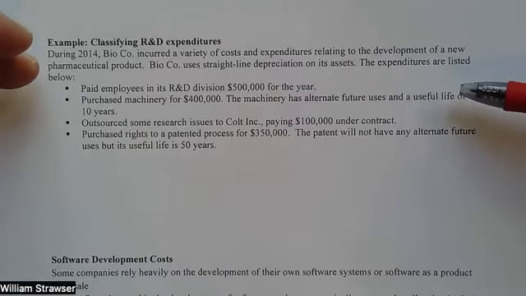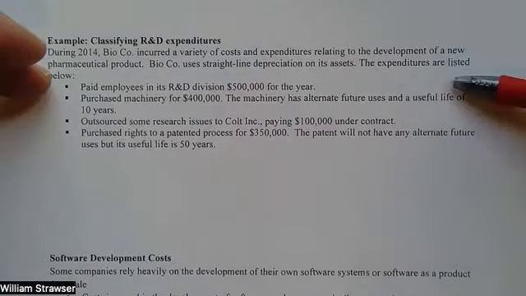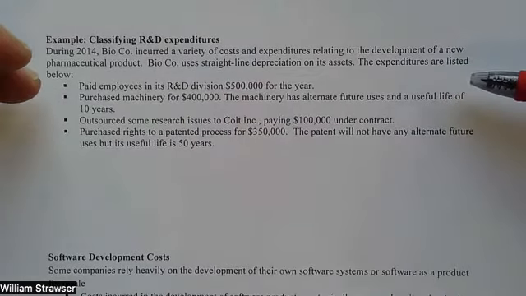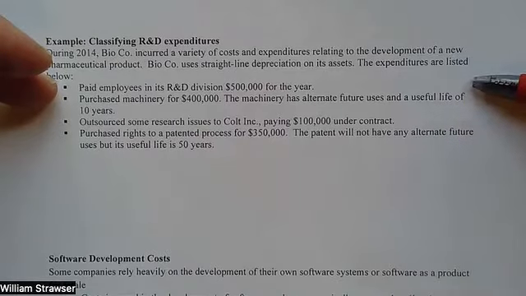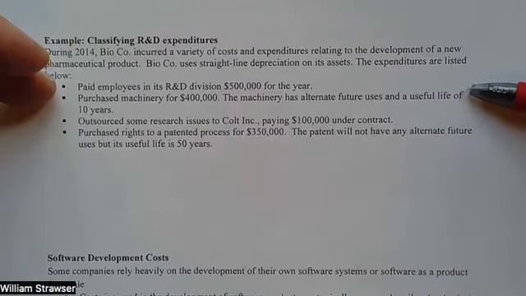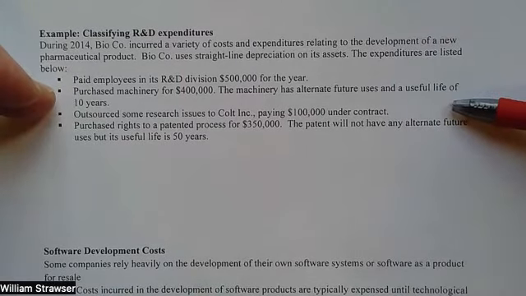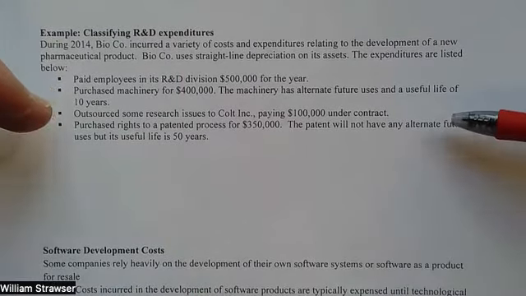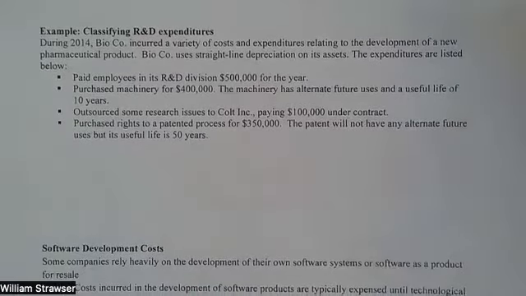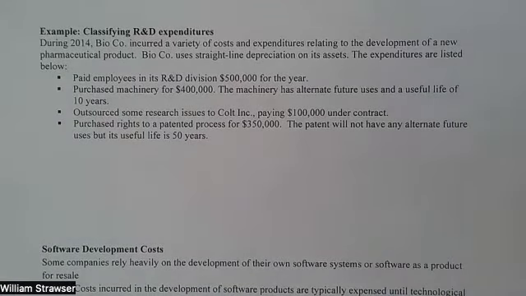They paid employees $500,000 for the year. Purchased machinery for $400,000 that has alternate future uses. Outsourced some research issues to Colt Inc., paying $100,000 under contract. Purchased rights to a patented process. The patent will not have any future use, but its useful life is 50 years.